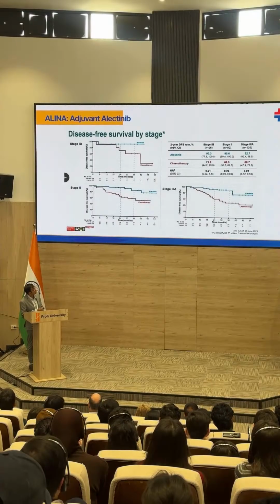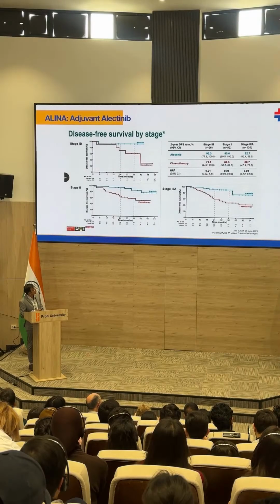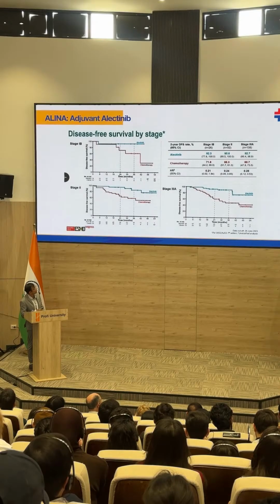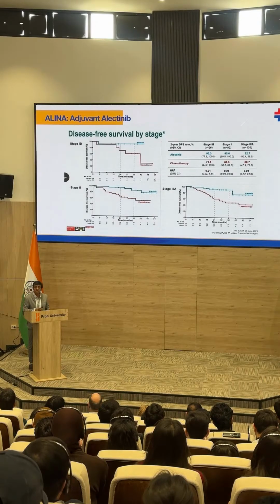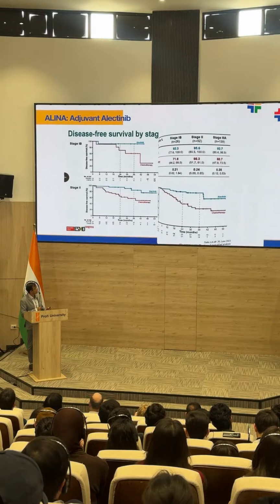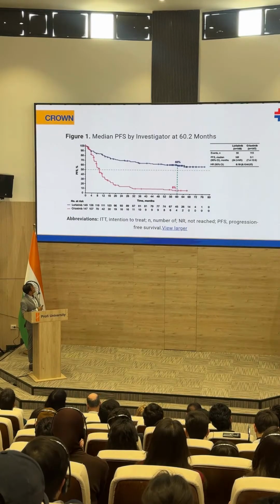So if you see stage 1B, stage 2, stage 3, with the chemotherapy, those who received chemo, their outcomes went on dipping down after the surgery or after chemo. Those who received alectinib, 92% of patients are doing well and disease-free at 2 years and 3 years. So another wonderful drug. Now this is the CROWN trial.